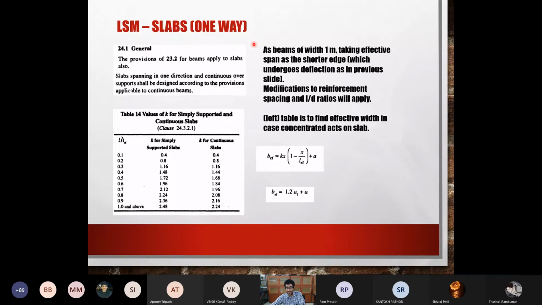So we said beams of width 1 meter, that's how you consider a slab, if you have a uniformly distributed load throughout the slab. If you do not have a uniformly distributed load throughout the slab, then instead of 1 meter, you'll have to calculate this and use it as the breadth of the slab rather. So what is this? All these details are given here. I will not waste time on this. You can just go to the code book later and see what this means.